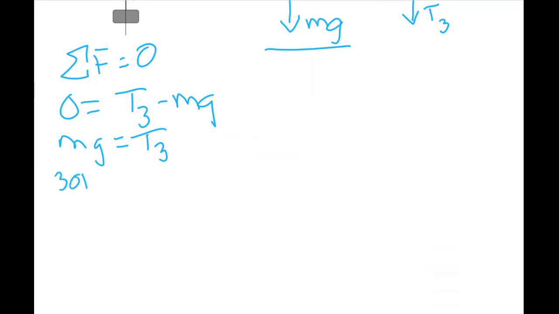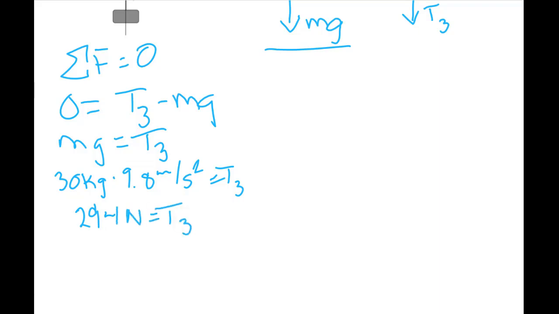So it's a very easy substitution from there. My block is 30 kilograms. G is 9.8 meters per second squared. So that means that T3 is 294 newtons. So that's the tension in wire 3. And now I'm going to work on finding the tension in wires 1 and 2.